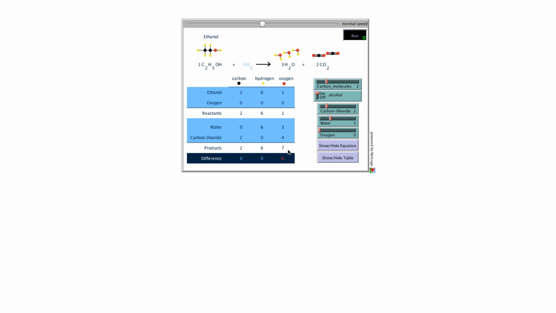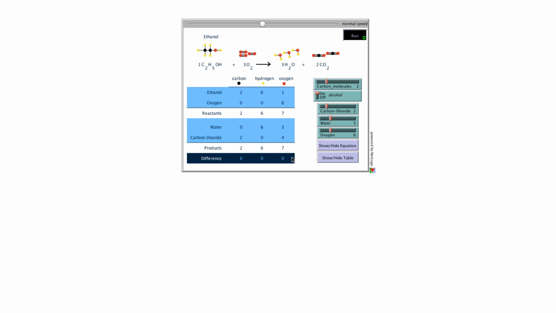Finally, the excess oxygen atoms in the products are balanced by adding single atoms of oxygen to the reactant side until the difference in the third column is 0. So we'll add oxygen here and watch the value in this column. When the last row of the table shows all zeros, this equation for the oxidation of ethanol is balanced.